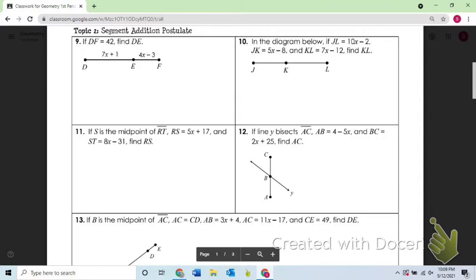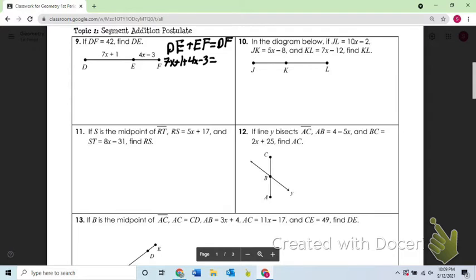The way it's actually worded is, using this one as an example, because E is between D and F, the distance from D to E plus the distance from E to F is going to be equal to the distance from D to F. And once I can state that, once I can sit there and say, okay, this is what that statement is, I can then just plug in everything. So DE becomes 7x + 1. EF becomes 4x - 3.